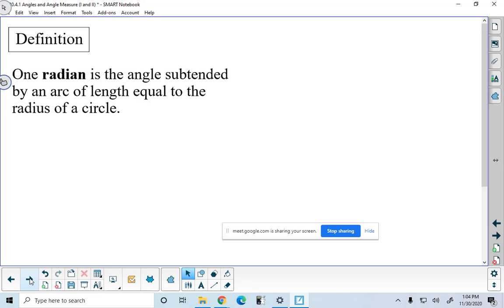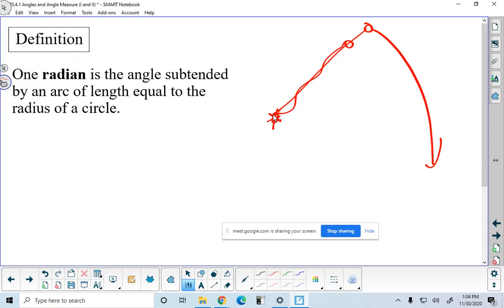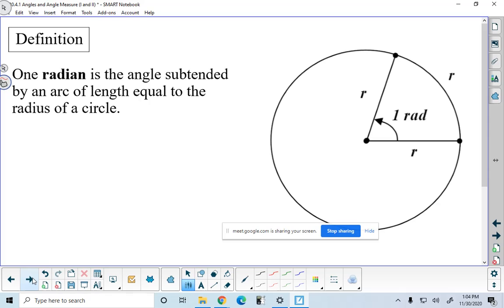So what I'm talking about doing here is taking a piece of string with a little loop on it and another loop on the other end, and you put your finger here and you pull the string tight, and then you take the pencil and you draw a circle by rotating that string around. If you now create that circle and you take that piece of string and wrap it around the edge of the circle, you will have to rotate through an angle of 1 radian. And the abbreviation for radian is rad.